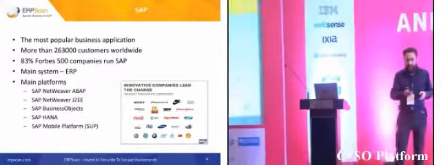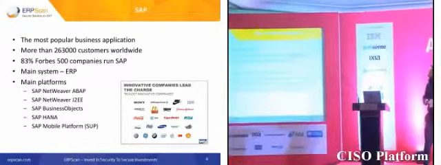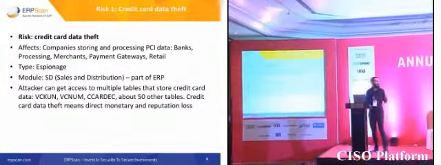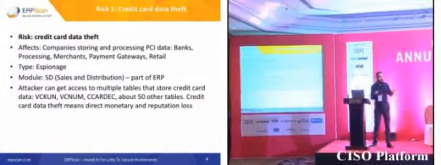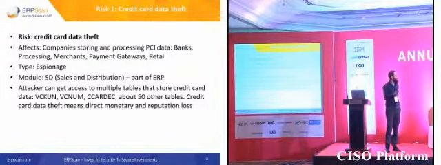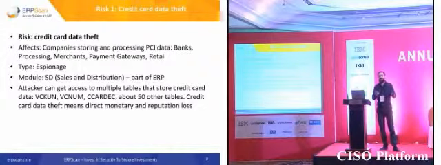So my talk will be about SAP. It's the largest business application vendor. And let's go directly to the five risks. The first risk is very simple. If somebody can get access to a business application like SAP, he can get access to credit card data.